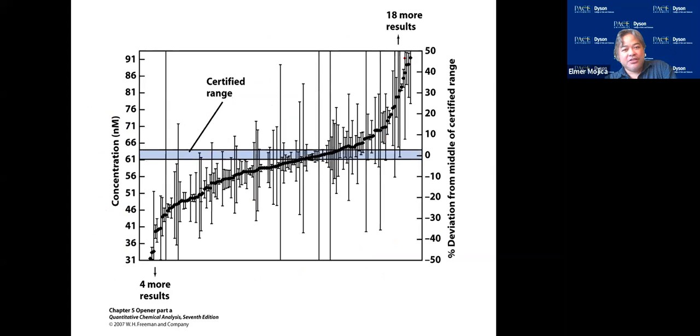So how are you going to say they're good? You have 18 more results above 50 or 91 nanomolar concentration and 4 more results below 31. This is just one sample, one what we call source. I'm just going to look at it. Now the certified range is just between these two.